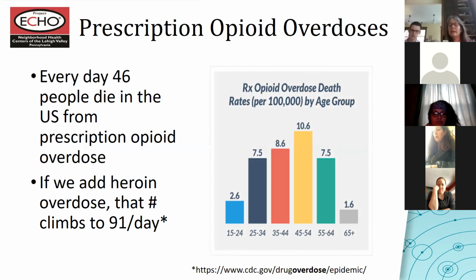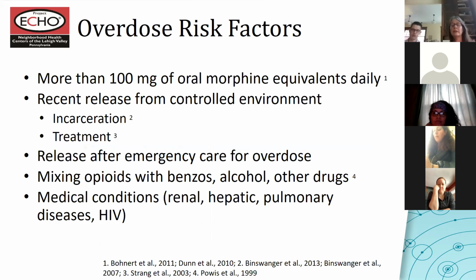We see teenagers who are dying of prescription opioid overdoses, older folks 65 and above, who may have unrecognized substance use disorders or polypharmacy. People are really having a tough time and struggling with prescription opioid overdoses as well as the illicit drug use. Some risk factors.